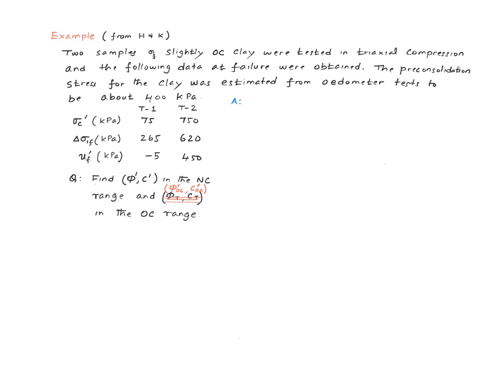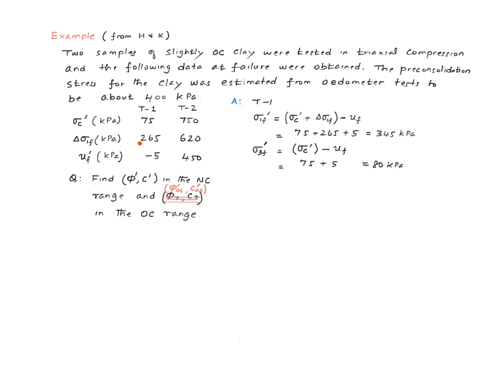So with that understanding, let's go ahead and find the effective stresses because we are interested in effective shear strength parameters. For test number 1, the total stress at failure is the cell pressure plus the deviatoric stress, sigma C prime plus delta sigma 1F, and the pore pressure at failure is minus 5. We subtract that in order to get the effective stress at failure. So that works out to be 345 kilopascal.